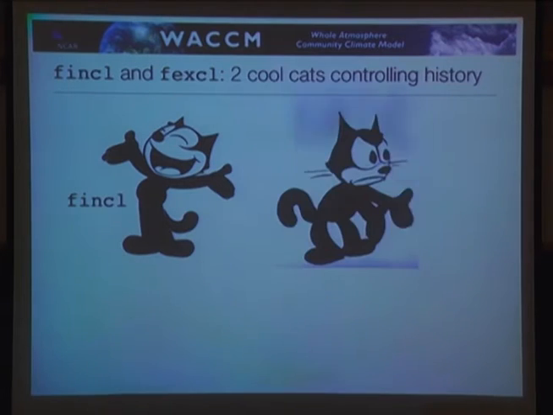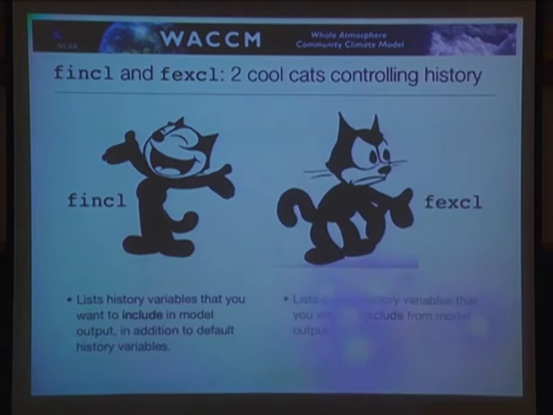I want to introduce you to 2 cool cats that control history, Finkel and Fexel. And these are actually the names of variables in the name list for CAM. Finkel stands for file include, I believe, F include. Fexel is exclude. So there are a number of variables that get output by default. And if you don't want some of those, you have to put them in a list which is called Fexel. And if you want to add new variables, you have to put them in a list called Finkel.